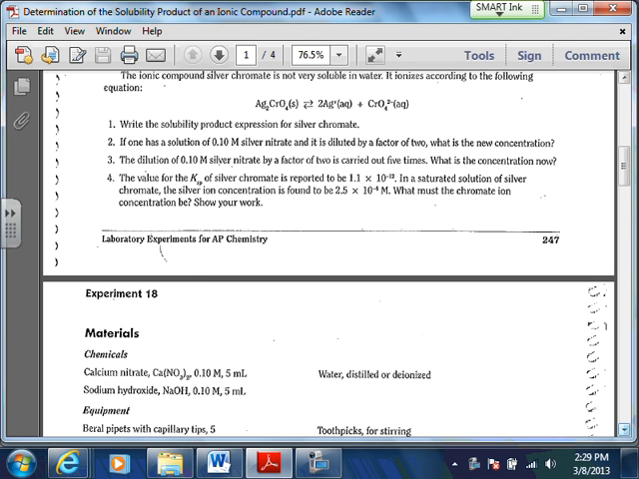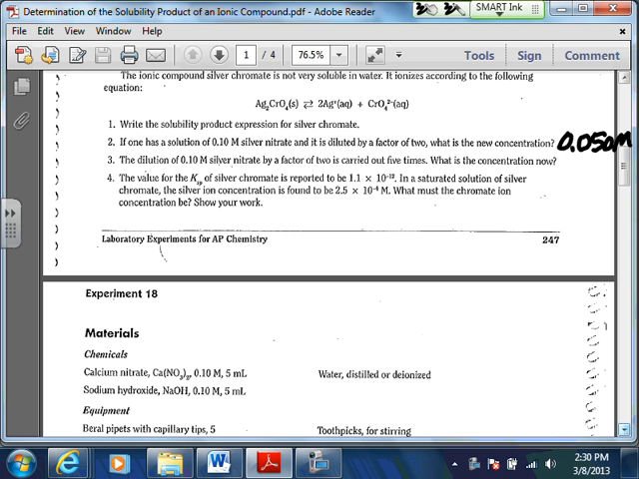Number 2: if one has a solution of 0.10 molar silver nitrate and it is diluted by a factor of 2, what is the new concentration? That's very easy. If you have a 0.1 molar solution and you dilute it by a factor of 2, in other words you're doubling the volume, so you're halving the concentration. So the new concentration is going to be 0.050 molar. That one might trip you up just because it is so easy.